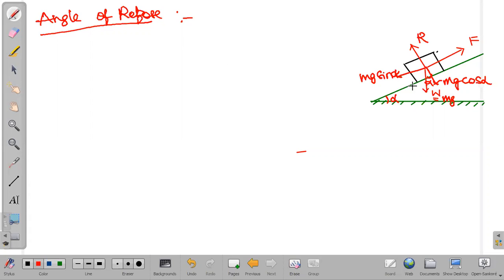Now here, the limiting friction acts, and its role is played by mg sine alpha. Because when I resolve mg into two components, mg sine alpha is acting this side. Which force actually acts this side? Friction, limiting friction. So the limiting friction value is mg sine alpha. And what about the normal reaction force? The normal reaction force role is played by mg cos alpha.